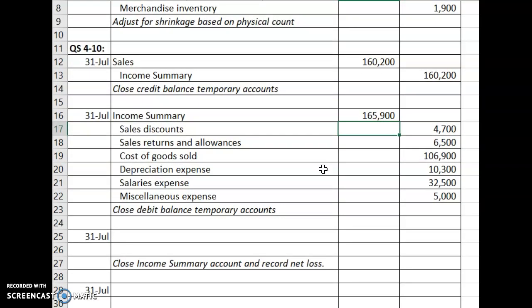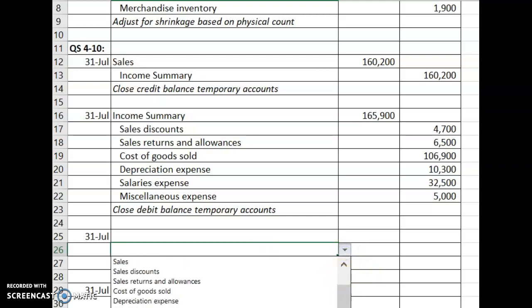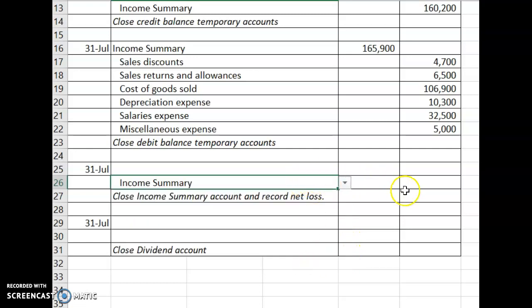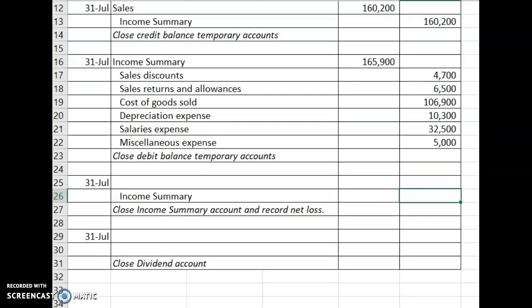Entry number 3 asks us to close the income summary account. Let's notice something here. Our income summary had a credit of $160,200 and a debit of $165,900. That is telling me that we had a net loss. Our sales were only $160,200, and the sum of all of our expenses and debit accounts was $165,900. So to close income summary this time, we need to credit income summary the difference between what my debit was, 165.9, minus what my credit to income summary was. So I had a net loss of $5,700 this accounting period.